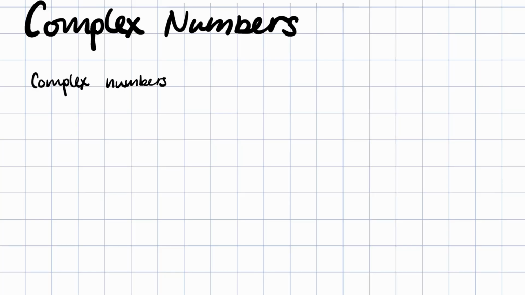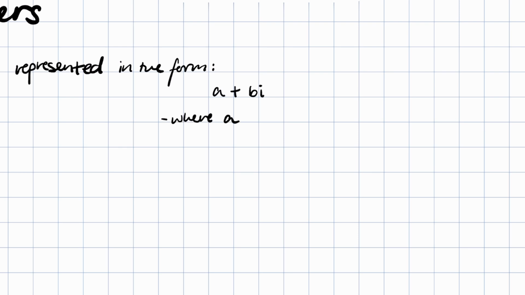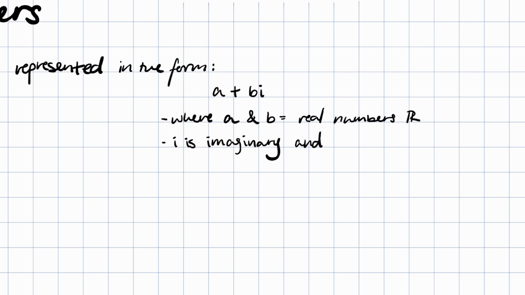Complex numbers are numbers that can be represented in the form a plus bi, where a and b are real numbers, and where i is the imaginary unit, which is defined as the square root of -1.